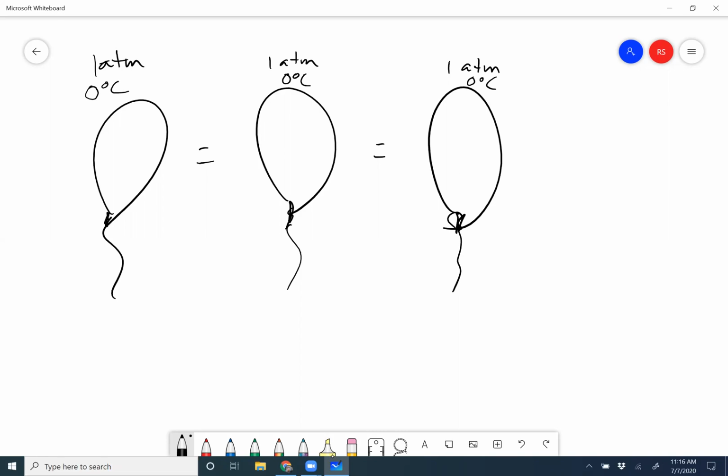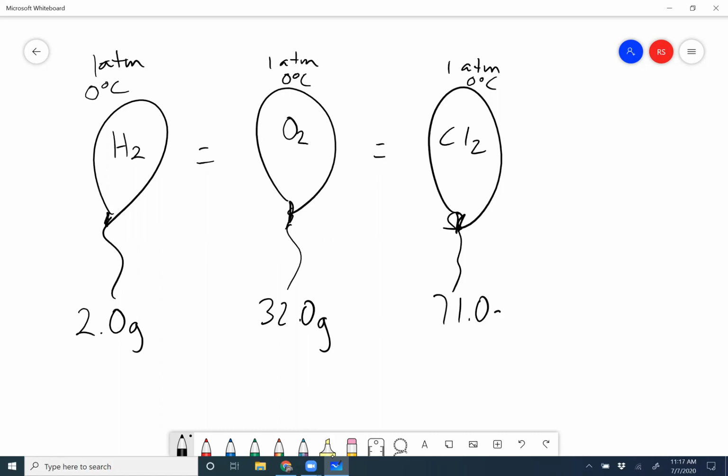Their difference, though, and he was using glass containers so he could actually measure their masses, is that if you looked at their masses, well, say this, for instance, was hydrogen gas, well, they would have 2 grams, always. And say this, for instance, was oxygen. Well, it would always be 32 grams. And then say, for instance, this one was chlorine gas. Well, that would be 71 grams. And these masses would always be the same.